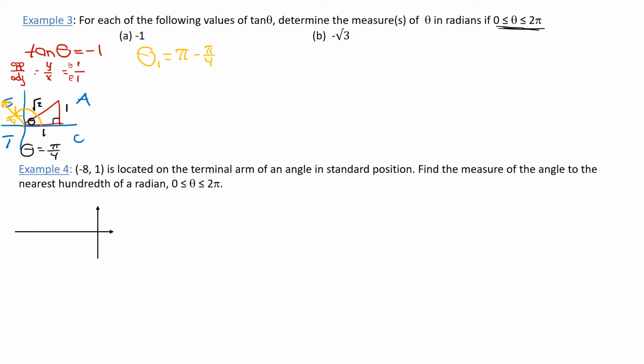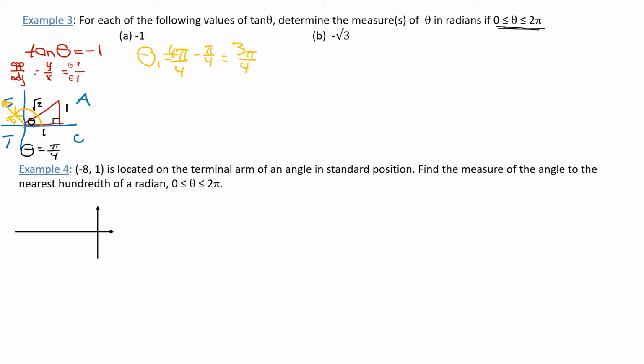So we have to make our denominators match: 4 pi over 4. Think of pi as x. So it's like saying 4x over 4 minus x over 4. That's going to give you 3 pi over 4. So that's our first answer, theta 1.